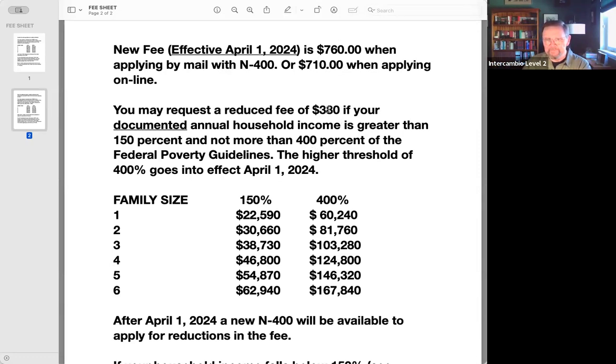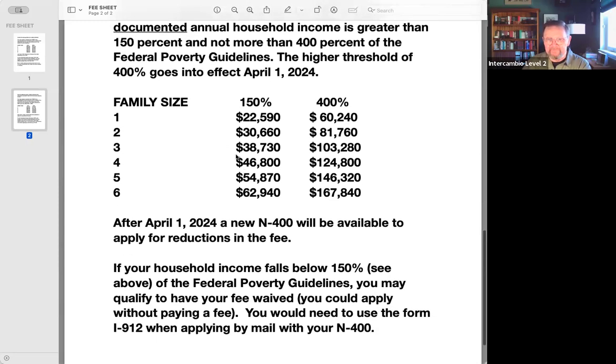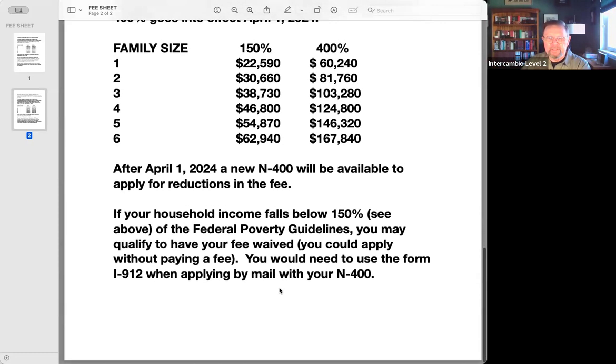Significant savings. But if your household income is less than 150%, for example, for a family of 4, if your household income is $46,799 or less, you can have the fee wiped out, no fee whatsoever to apply for citizenship. But if you do that, you need to include this I-912 form with your application.